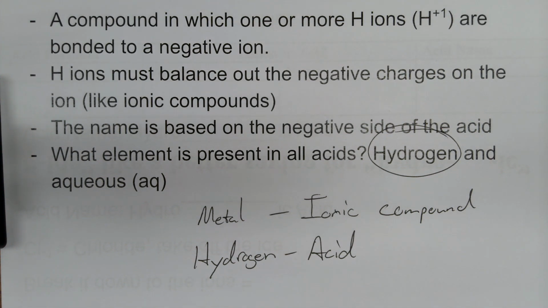But if I had cyanide with hydrogen, that would be an acid. If I saw nitrite with a hydrogen, that would be an acid. And there are different ways that we name them, and we're going to talk about that in a second.